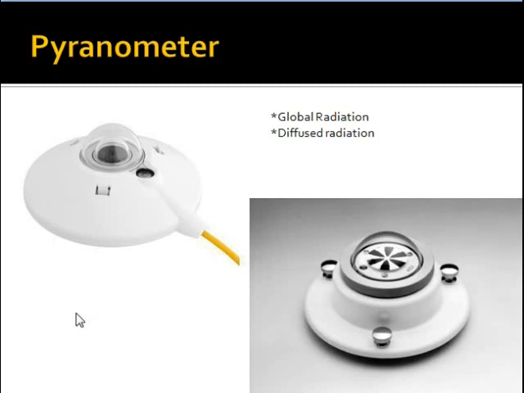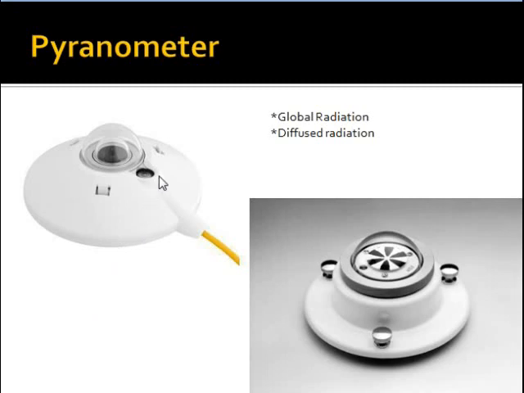In this slide we can see the pyranometer. A pyranometer is again a device which is used to measure solar radiation. This device measures total radiation, unlike the pyrheliometer, which measures only beam radiation. This pyranometer measures total radiation or global radiation.